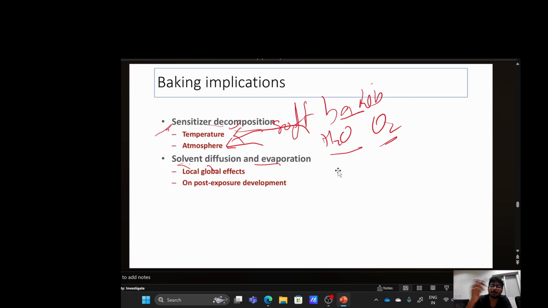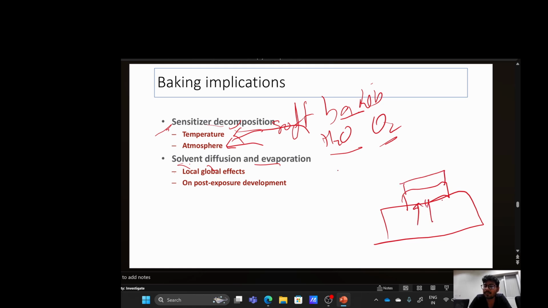Okay, so this also depends on how you are baking your substrate. If there is a hot plate and you keep your substrate over that, with a film on it, it is heating from the bottom, so it will start hardening from the bottom, and that will remove the solvent from the upside. This is a good thing, which is why you need to anneal on a hot plate.